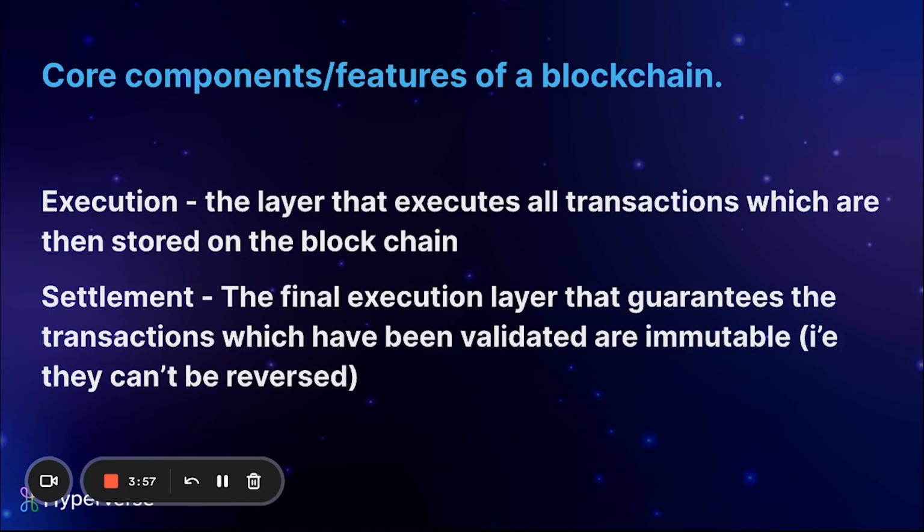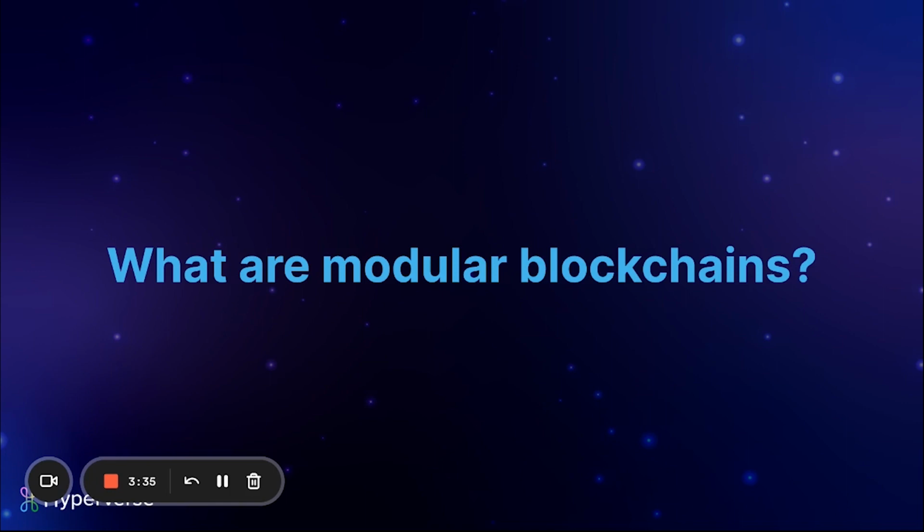There's the execution layer, which is the layer that executes all transactions that are then stored on the blockchain. And then we have the settlement layer, which is a final execution layer, and it guarantees the transactions which have been validated are immutable. That is, they cannot be reversed. And so why is there a need for modular blockchains?